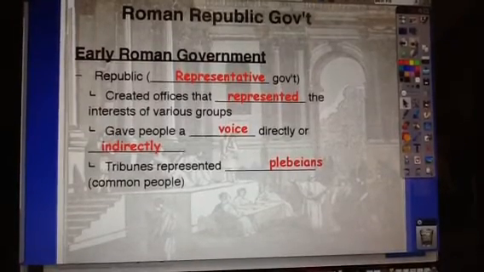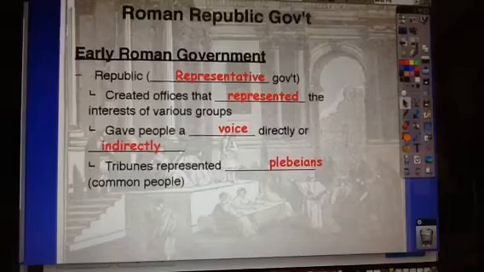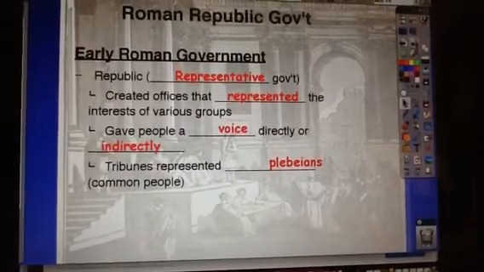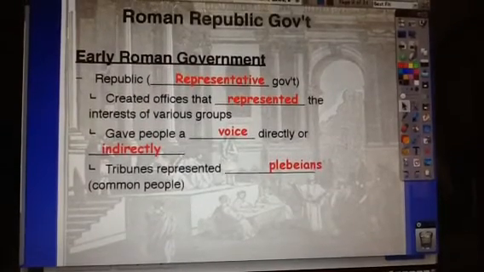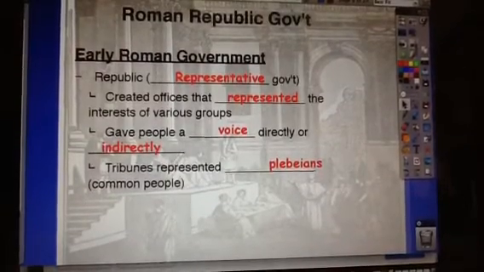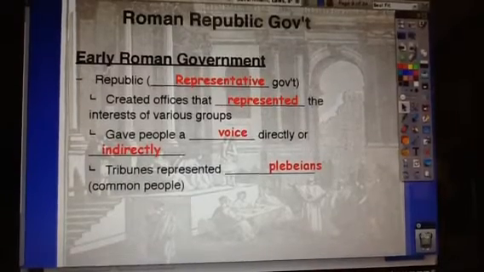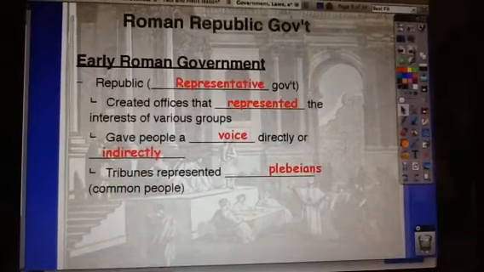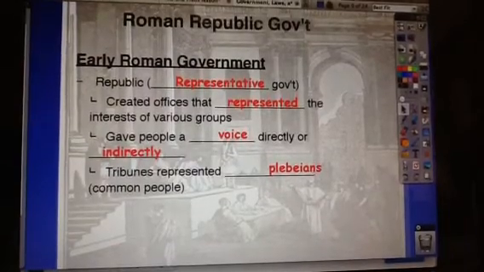Okay? All right. So the early Roman government, it was a republic. A republic is a representative government. This means that the people of Rome would vote on somebody for the government that would hopefully think like them and represent them when issues came up that needed to be voted on. So the idea was that they would vote on this person thinking that that person would vote the same way that they would.